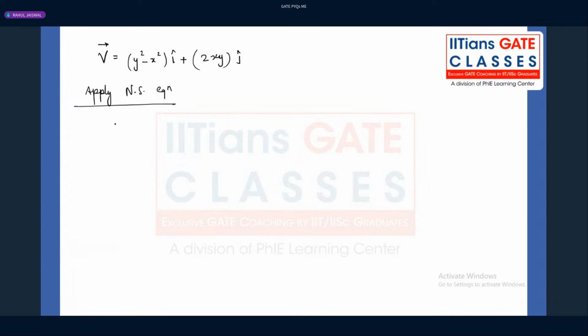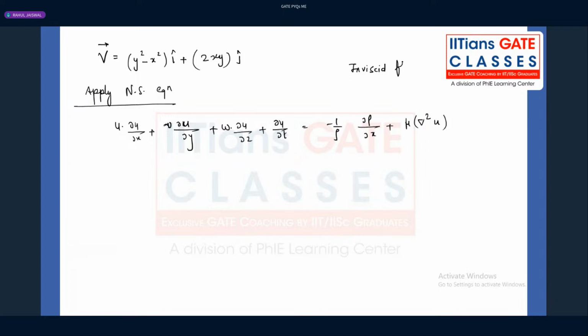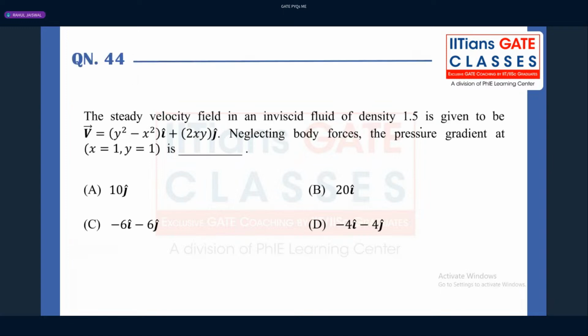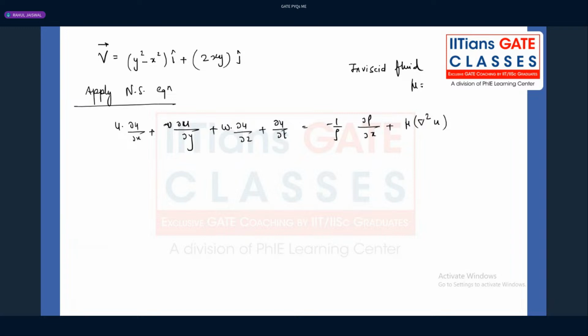What is the Navier-Stokes equation, guys? u ∂u/∂x, v ∂u/∂y equals minus 1 upon rho ∂p/∂x plus mu del square u. But they have mentioned that it is an inviscid fluid. Check it out, inviscid fluid, that means there is no viscosity. This will be 0. So again, this term will be completely 0.